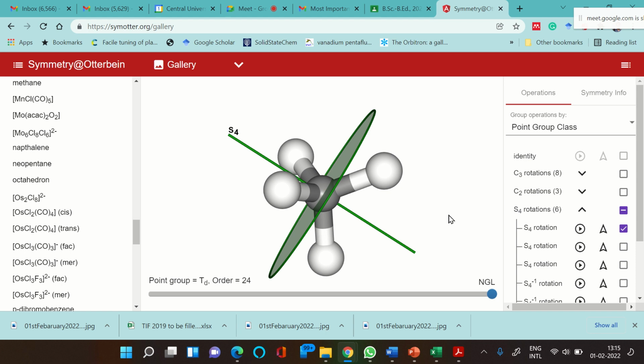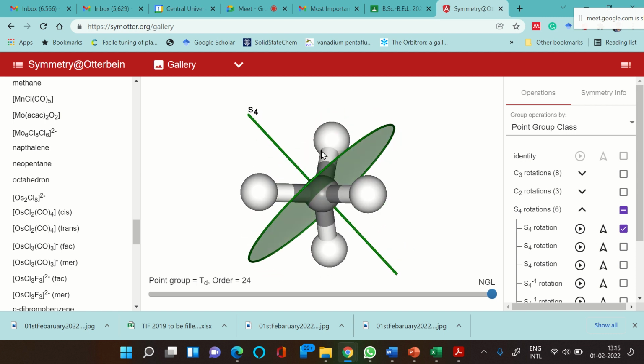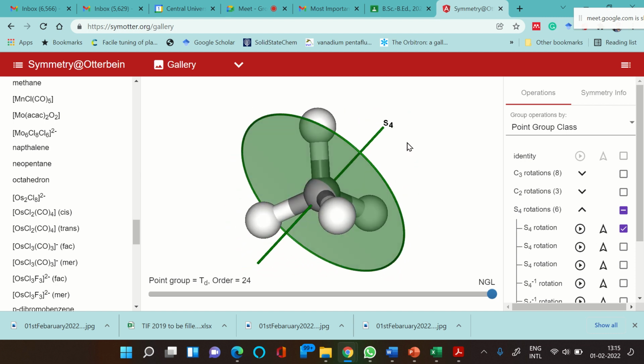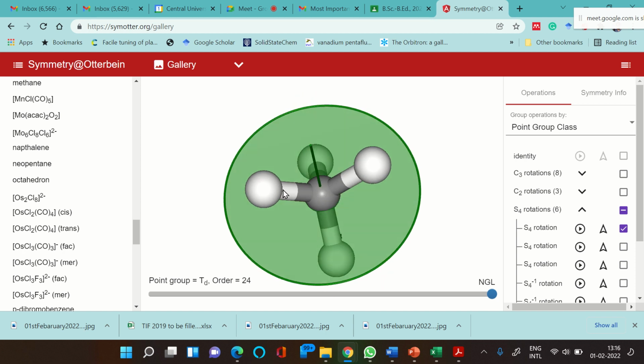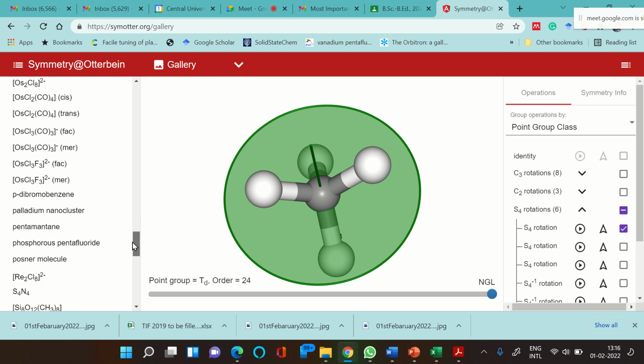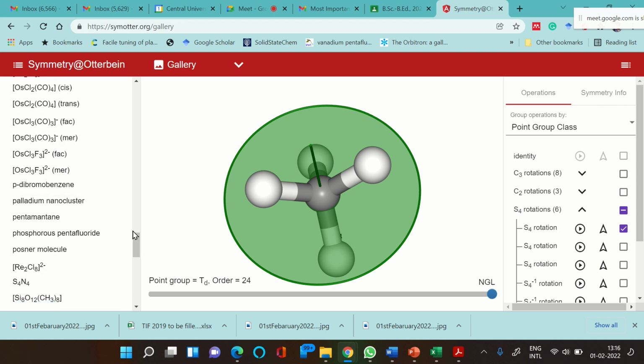So that we will discuss tomorrow. Meanwhile, do some more practice finding the improper axis: the example of ethane, the example of methane, and so many more examples that we have done. Try to see this.